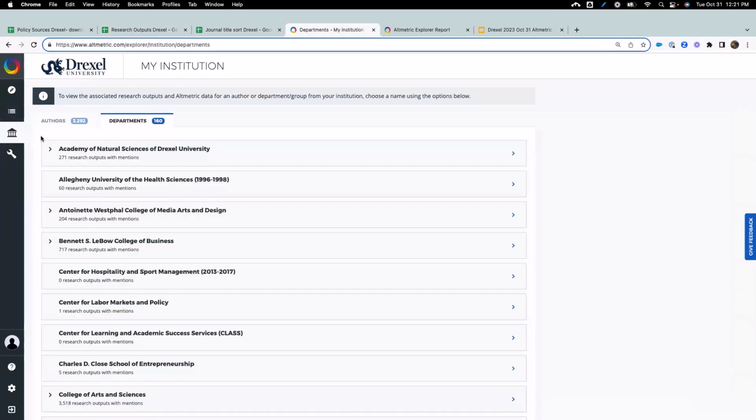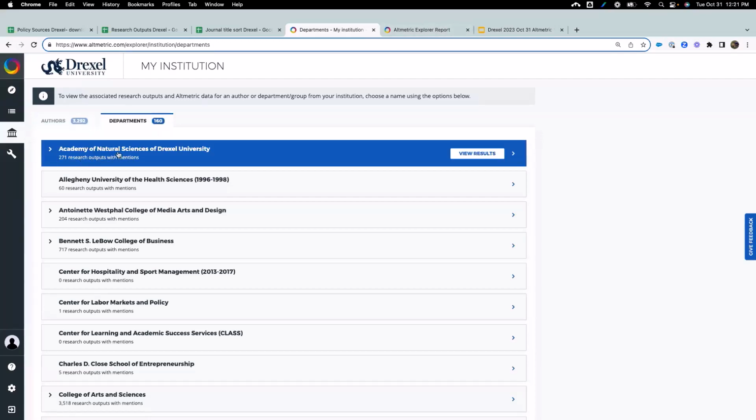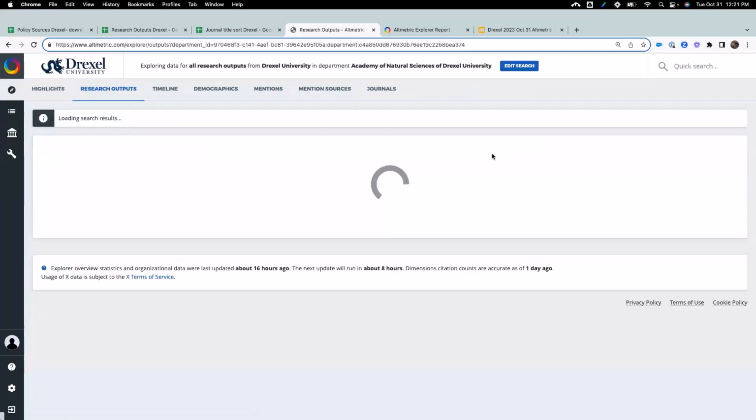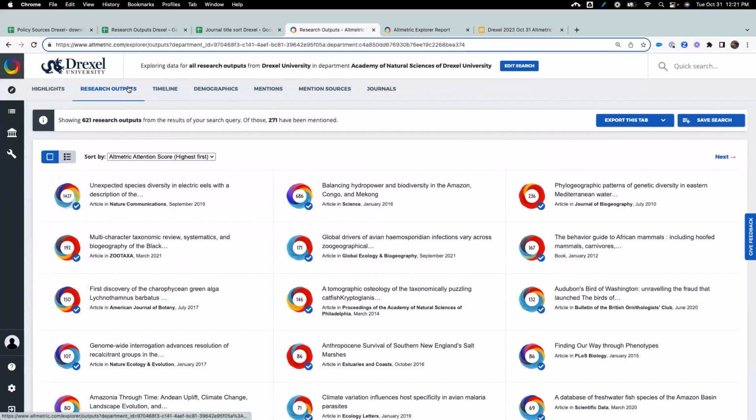Let me go back to where I was. We'll just pick one of these here. We'll review the results. So when you're in the research outputs, just by exporting, depending on what query you did, you'll get all that type of information in your export. So that's something that you might be interested in.